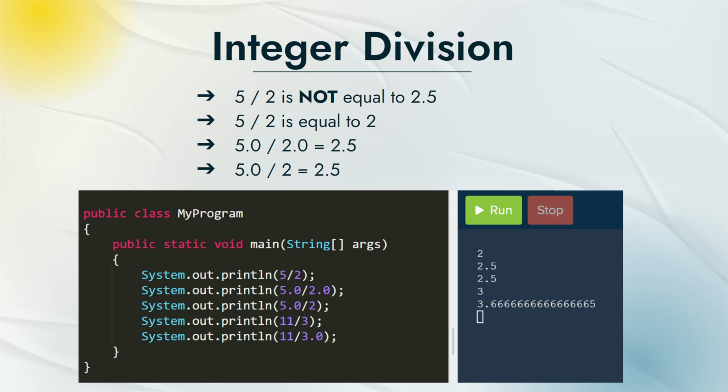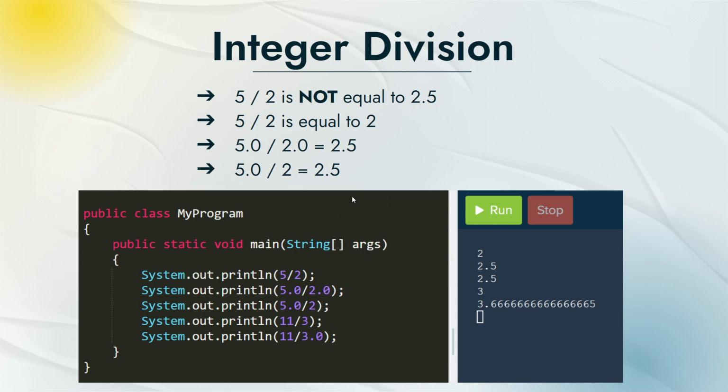Both values don't have to be doubles. As long as one of the values in the division expression is a double, the result will be a double. So 5.0 divided by 2 is a double divided by an integer. However, that will still output a double because it has a double. So as long as one of the two numbers being divided is a double, the output will be a double, or a decimal.